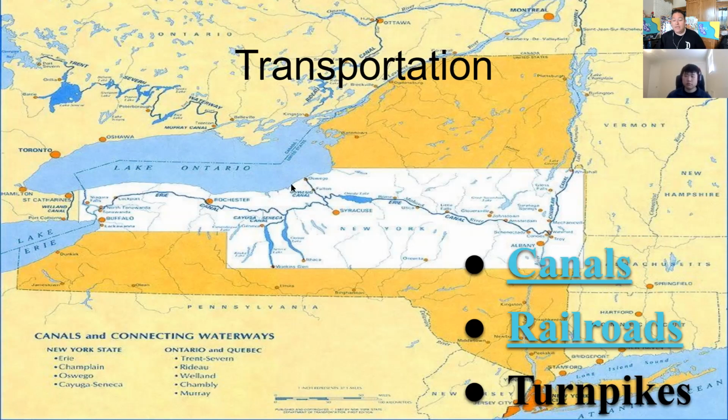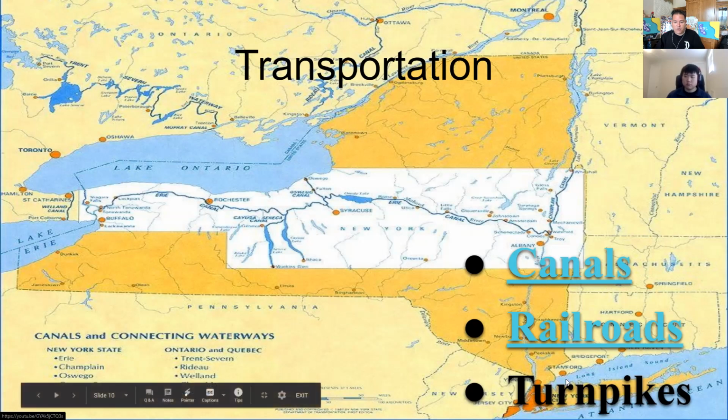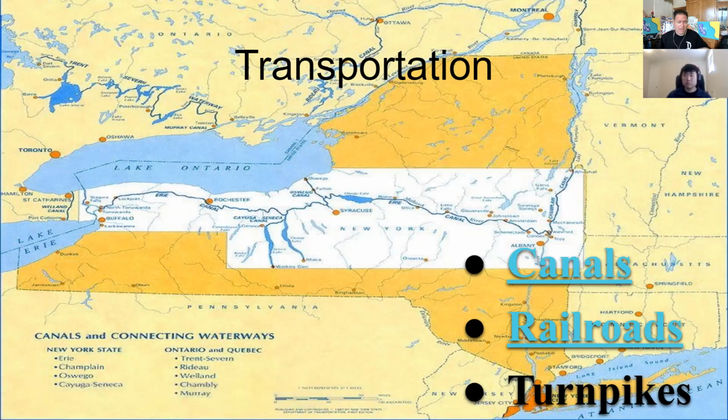Railroads, as we already talked about. By the way, great videos here on canals and railroads. That canal video also talks about turnpikes as well. The railroads vastly improved transportation of goods, and later transportation of people. We're going to show you a video in just a moment.